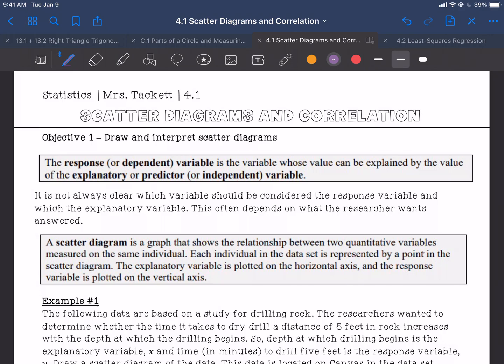So first here we're going to draw and interpret scatter diagrams or scatter plots. The response variable, which is your dependent variable, is the variable whose value can be explained by the value of the explanatory variable, which is also your independent. So if you remember back to algebra, your explanatory or independent would be your x variable, your dependent or your response would be your y variable.